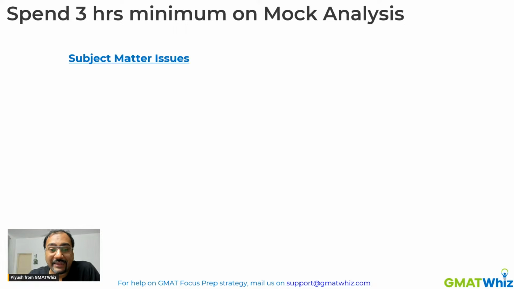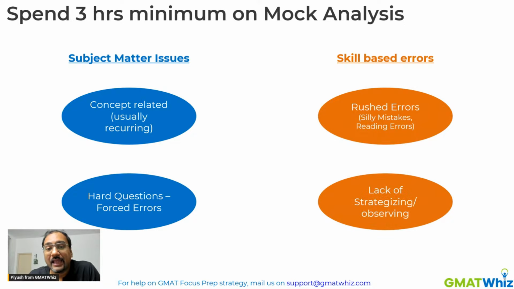Now you have to categorize your issues in two buckets: subject matter issues and skill based errors. And these are the four broad categories of errors in which you should categorize things. So if you are having concept related issues, let's say you get a question wrong, try to write in your notepad or Excel sheet, whatever error log you maintain, whether it is a concept related issue or not. This is number one. That is generally recurring in nature. You will see this happening in a certain topic multiple times, maybe in different mocks.